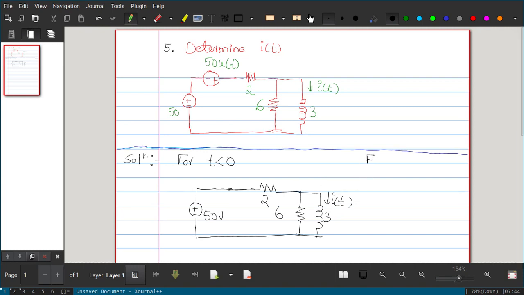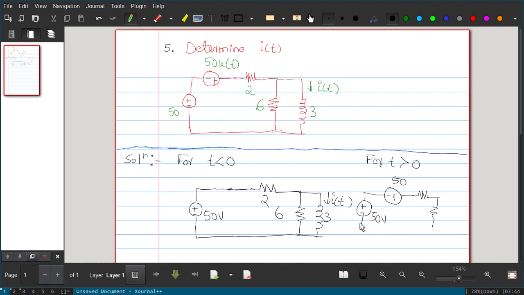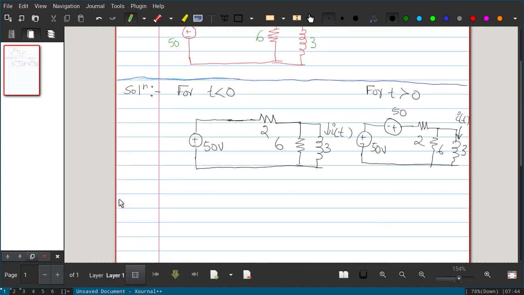And we have to draw for t greater than 0. For t greater than 0, this voltage source will be active. So your circuit diagram will be, this is the 50 volt source and one more 50 volt source will be active, with minus and plus. And you have one resistor, another resistor here, and an inductor here, that is 3, 6 and 2. The current passing through this will be i(t). Okay, so this is t greater than 0. So, step 1.